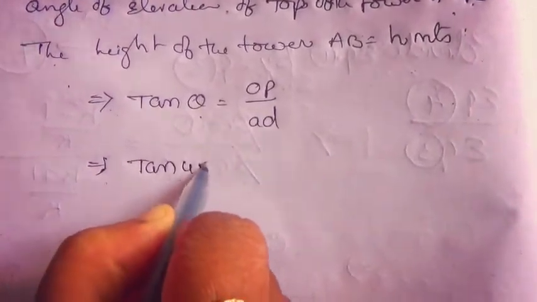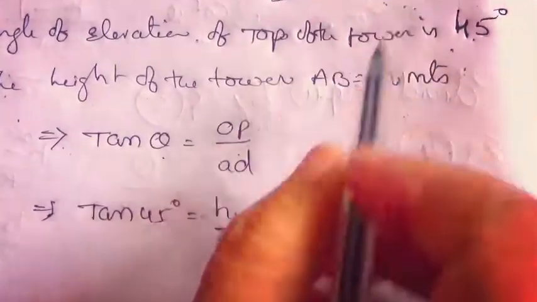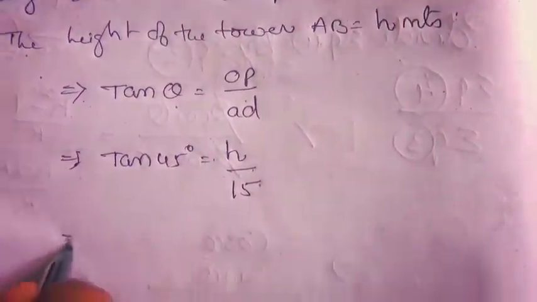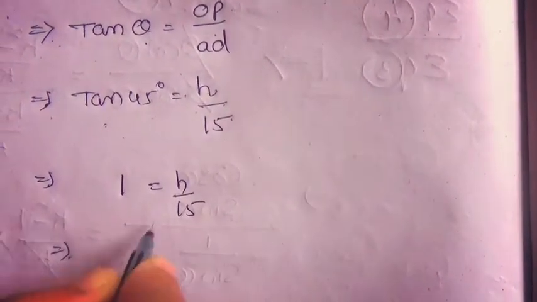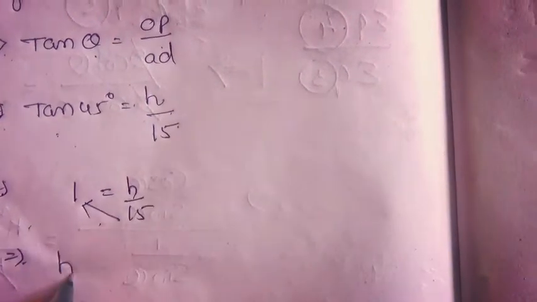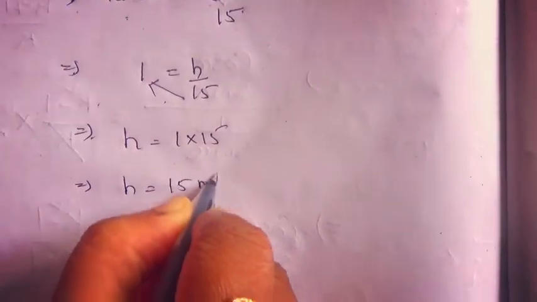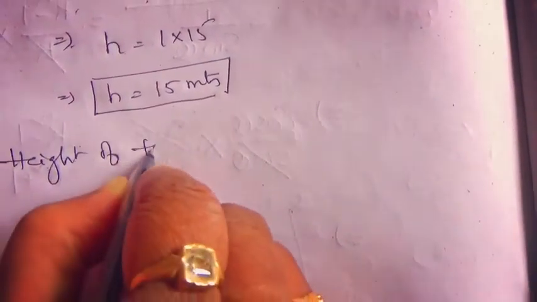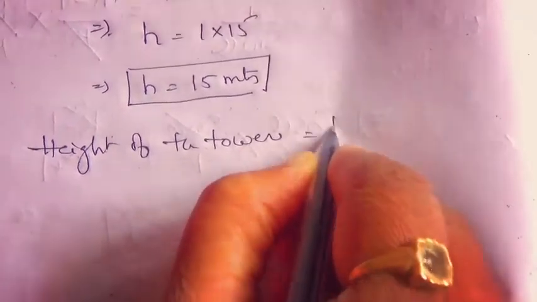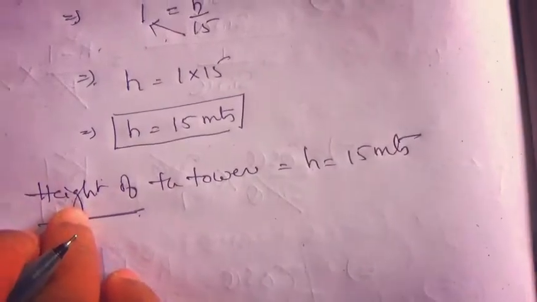Tan 45 degrees is equal to the opposite side H by the adjacent side 15 meters. That implies tan 45 value is 1, equal to H by 15. That implies H is equal to 1 into 15, so H is equal to 15 meters. Here H is the height of the tower. So the height of the tower is 15 meters. Here we finished this first sum.